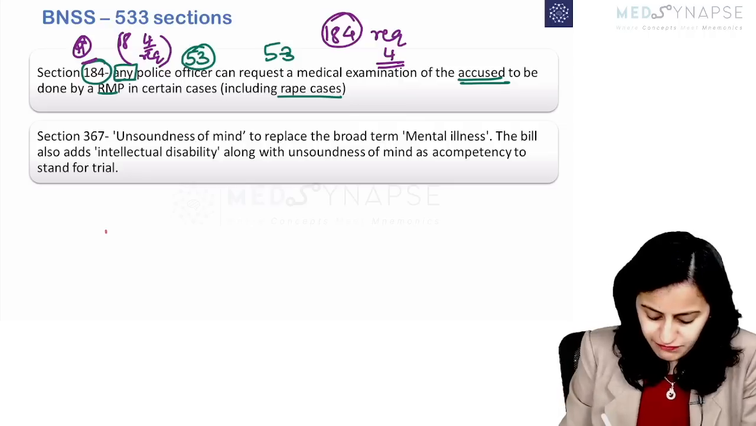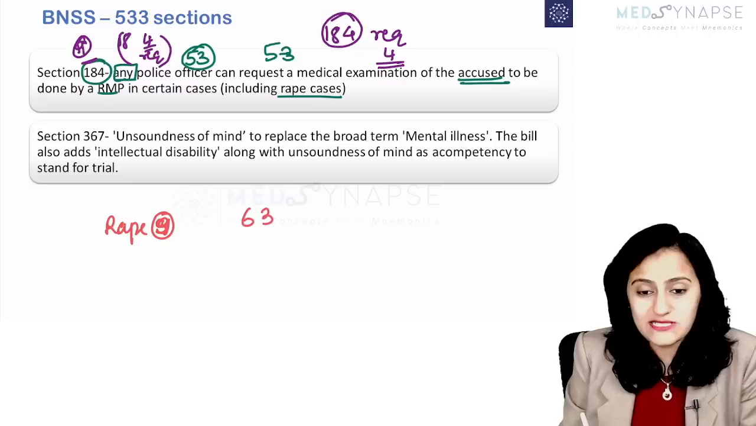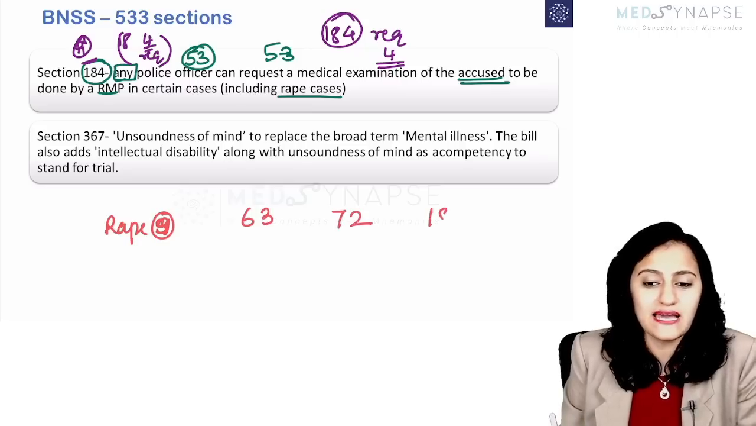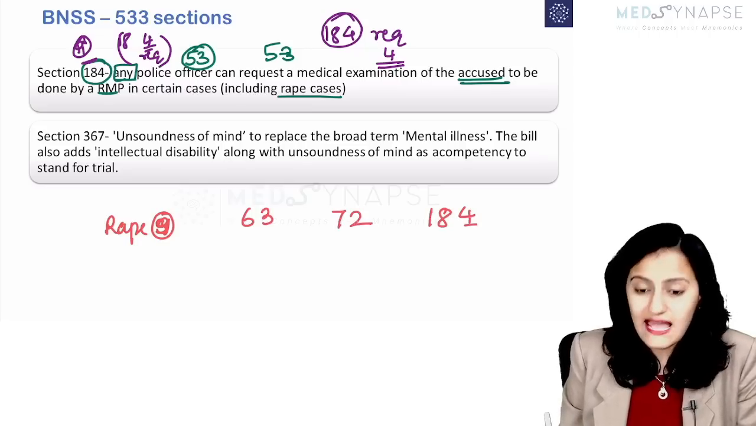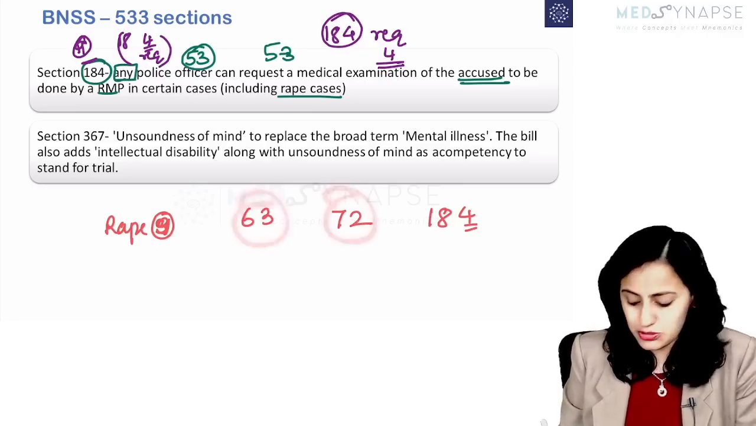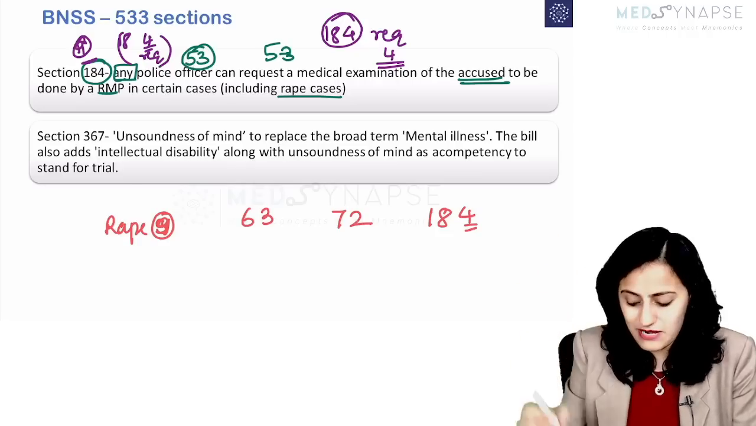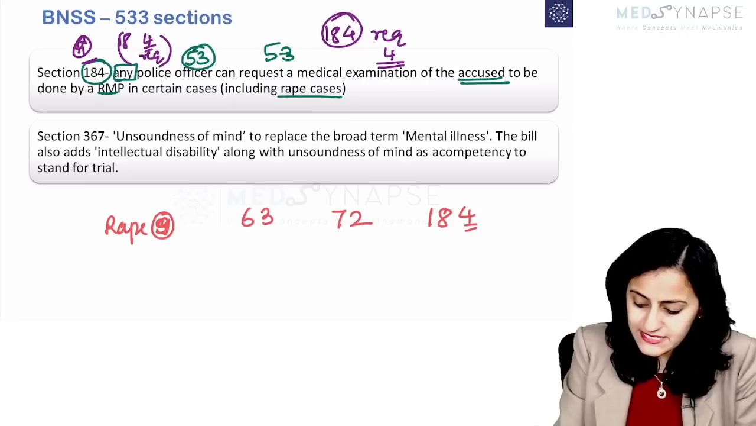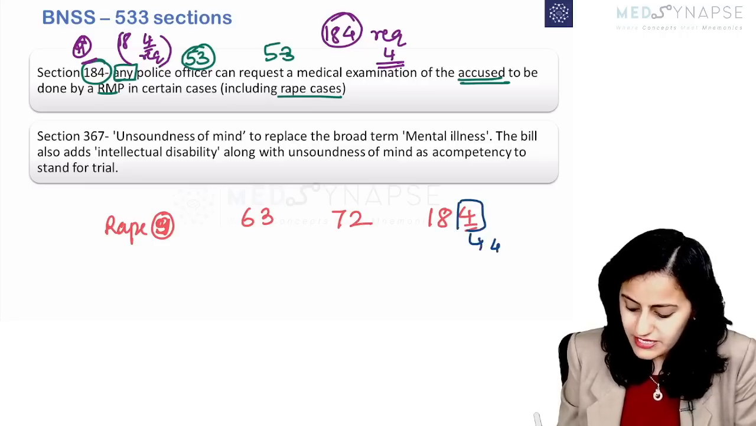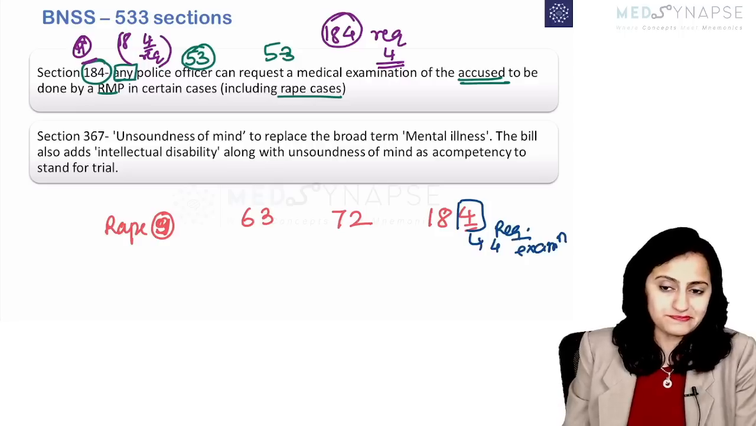So a quick revision for rape: what did we see? The numbers which add up to 9. So 6 plus 3 is 9, 7 plus 2 is 9, 1 plus 8 is 9, and it is 184, right? So 6 plus 3, 7 plus 2, 8 plus 1, we'll write it as 1 plus 8 because you don't have any section up to 814. So rather it will be 18, and it is going to be 4, the request for the examination, that is 184.